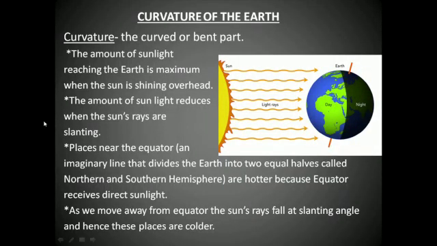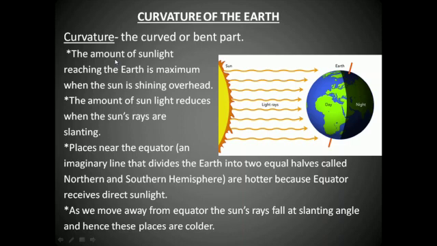In the previous class, we discussed the rotation of the earth. Today, we will discuss the following topics. Our first topic is curvature of the earth. What is curvature? Curvature is the curve or bent part. This is the curved part of the earth.